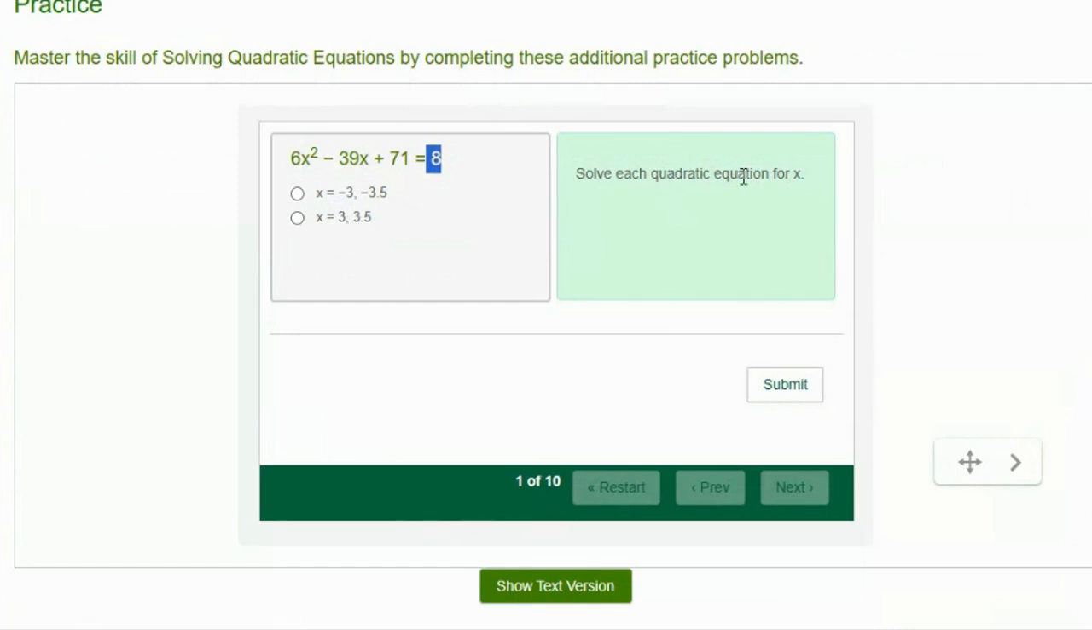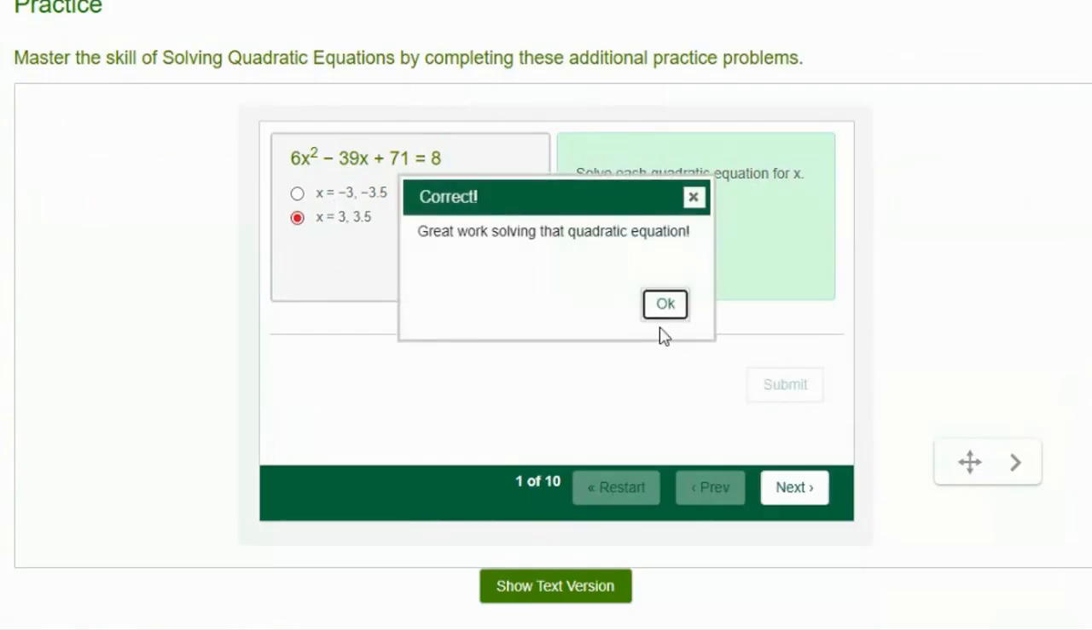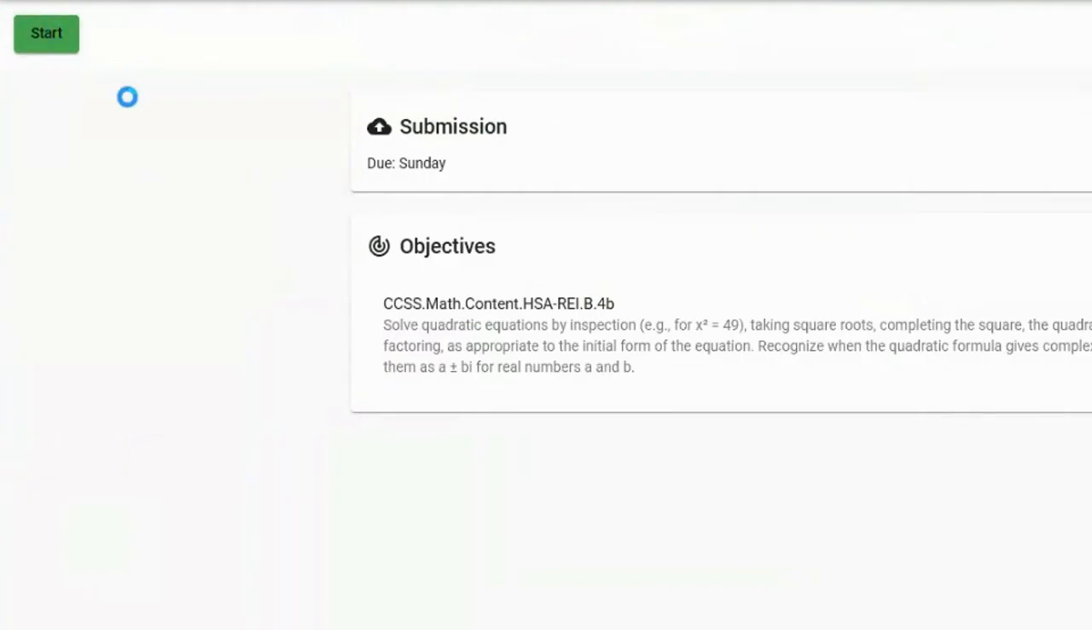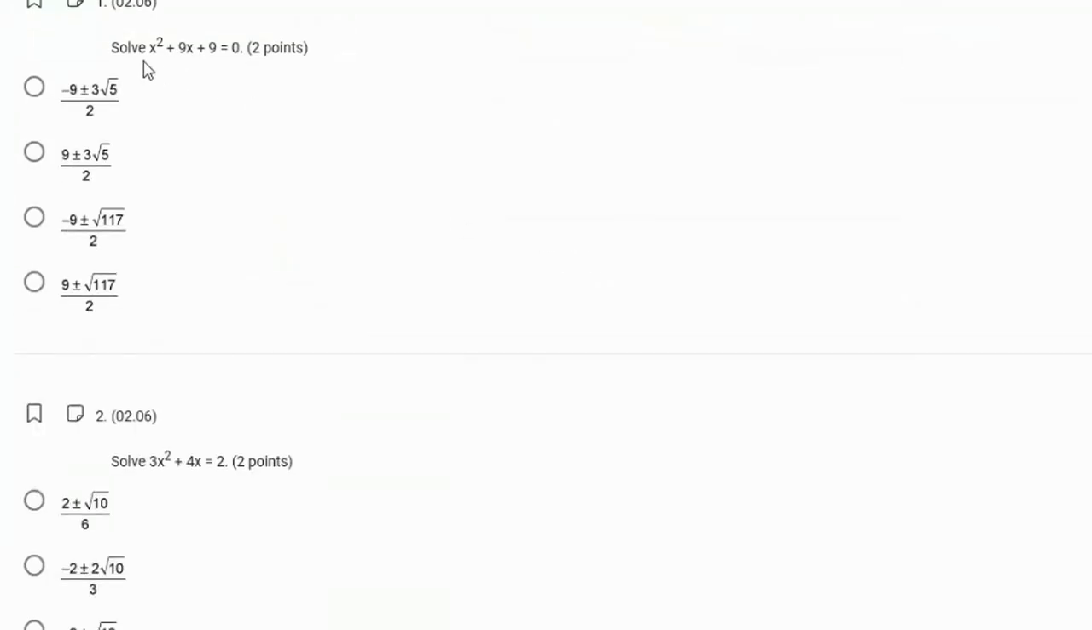Solve each quadratic equation for x. When you submit, I'm just throwing a guess out there. Correct. Great. Gives you 10 problems. So there's 20 practice problems if you need to do those. If you don't have any trouble with it, you can do this. Solve. Obviously, this one does not factor. You need to use the quadratic formula.